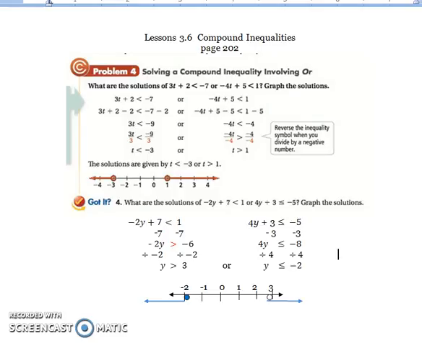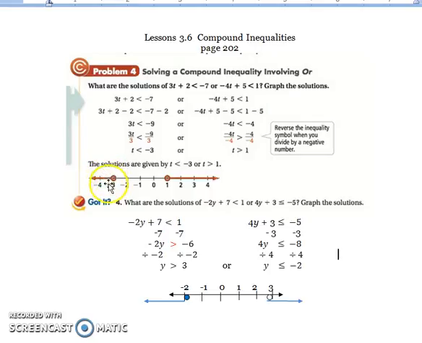So what are the solutions of 3t + 2 < -7 or -4t + 5 < 1? Graph the solutions. So you solve them completely individually. We're just going to do this one. You solve it the exact same way you do an equation. So we're going to subtract 2 from both sides. It gives us -9. And we're going to divide by 3, which gives us t < -3.